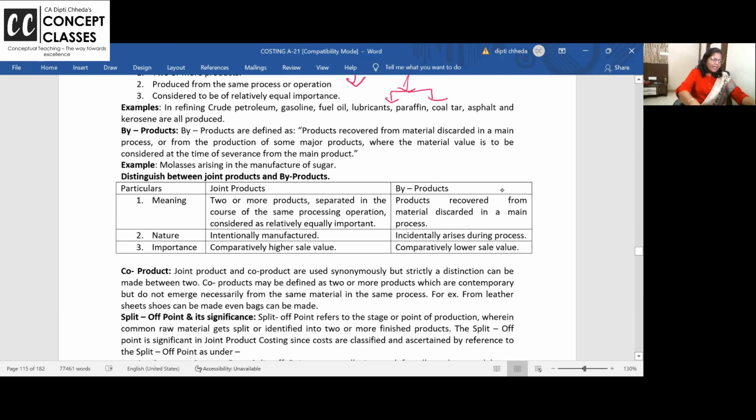Okay. One more thing may not be asked in exam, ज़्यादा पूछते नहीं है, but relevant है यहाँ पे. Joint product, so you got two products, like from leather sheets, I can make bags, I can make belts, I can make shoes. Bag, belt and shoes are joint products. 2-3 products which you are making of same value.